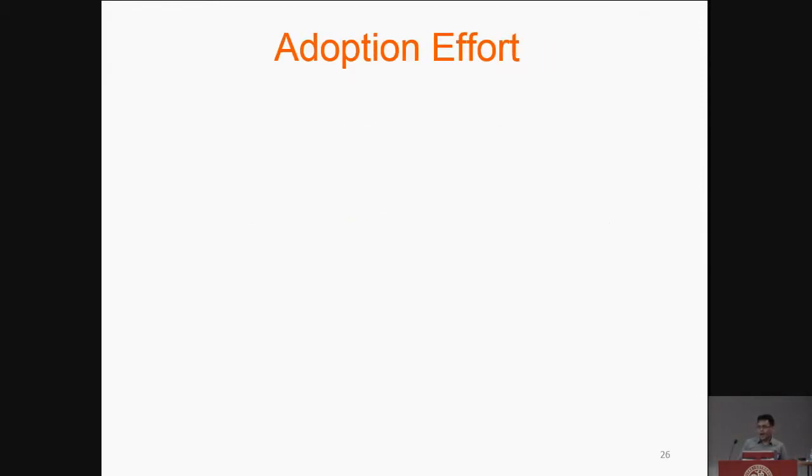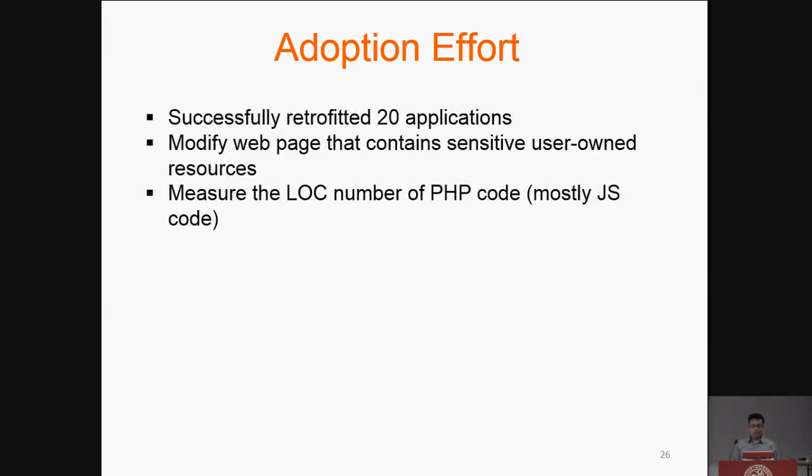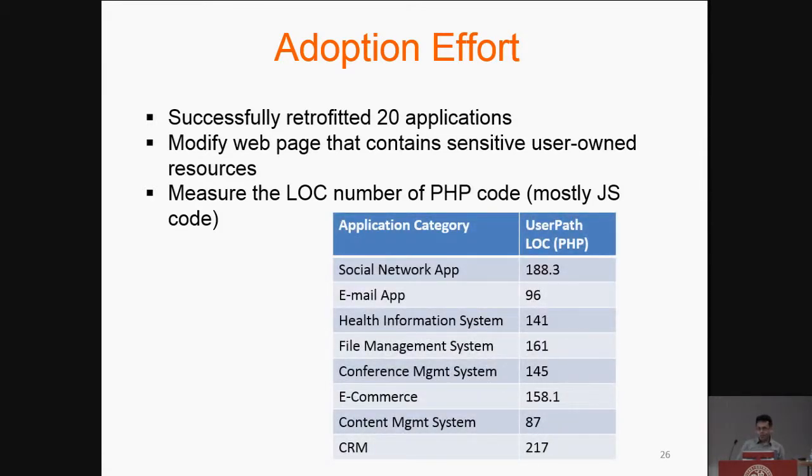Okay, let's answer the first question. In terms of the adoption effort, we successfully retrofitted 20 PHP applications. So what we do is we modify web pages that contain sensitive user-owned resources, and we measure the LOC number that we need to add to the PHP code. And for these 8 typical functionalities, we got on average only 149 lines of code that need to be added to PHP applications.